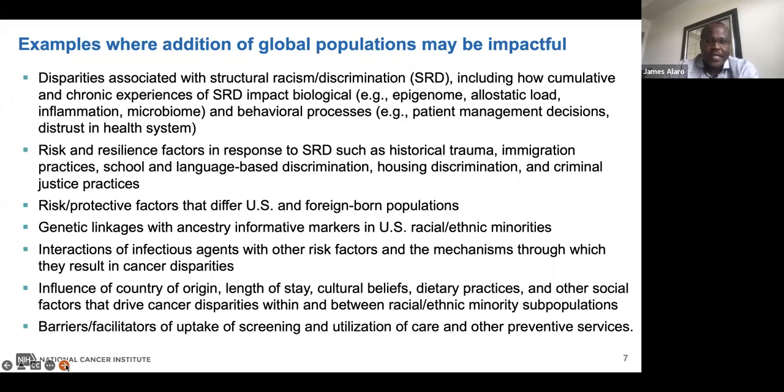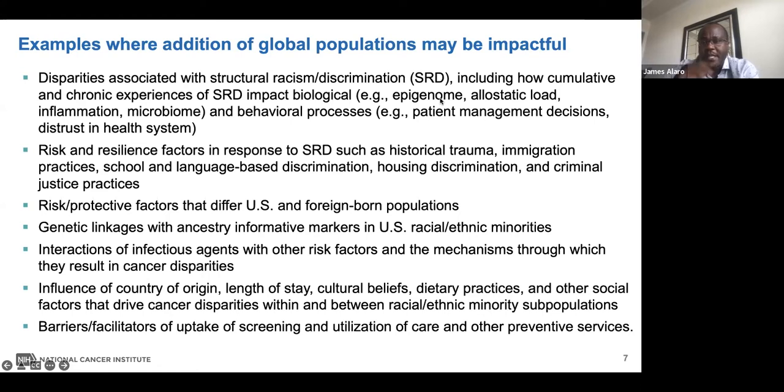We list here several examples of the kind of work that we think might benefit from adding a global population or global data, global samples. And one change that we've added, so these others have been there before from the previous funding opportunity, but a change that we've added was that top bullet saying disparities associated with structural racism and discrimination. And this includes how cumulative and chronic experiences of structural racism or discrimination really affect biology, biological processes, and or behavioral processes. As you're aware, we put some examples here.